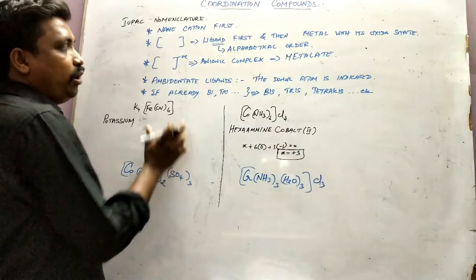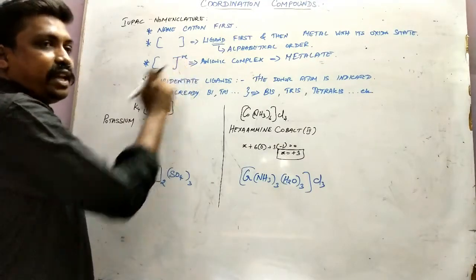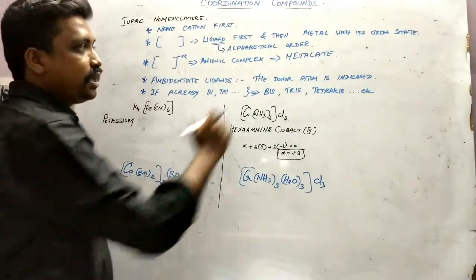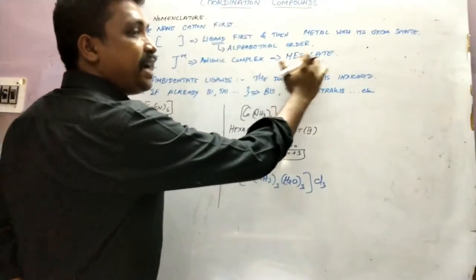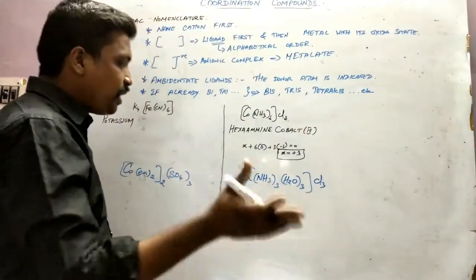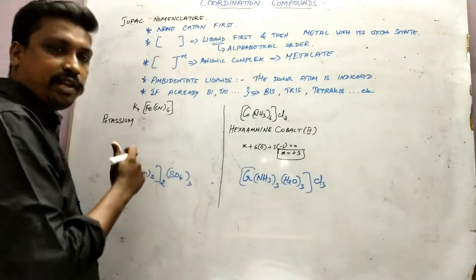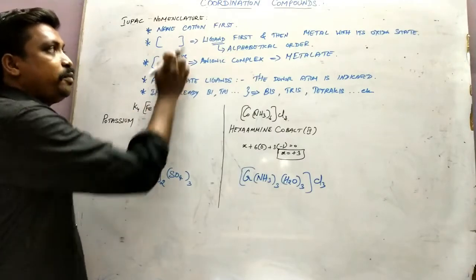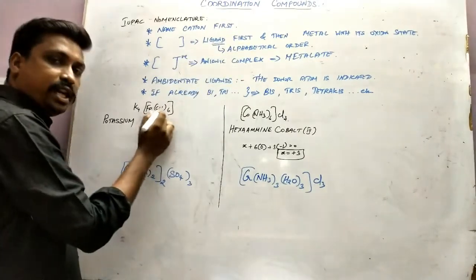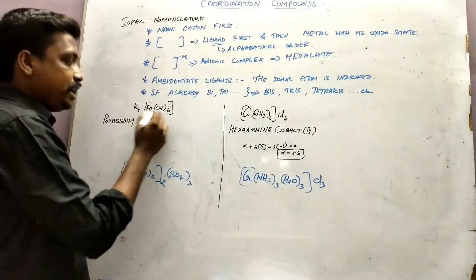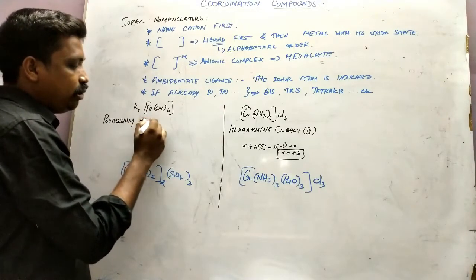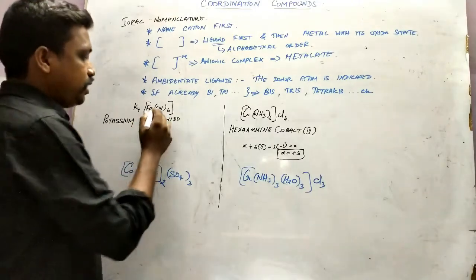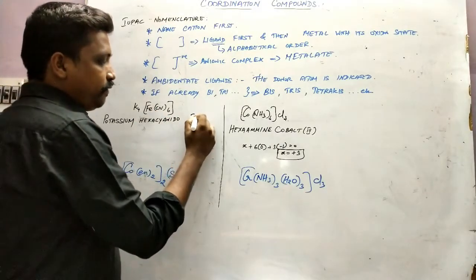So if the square bracket has a negative charge, that is, if it is an anionic complex, the metal should be written as metallate. See here. Here it is an anionic complex, right? So we have written the cation. Then coming to the square bracket means ligand first. What is the ligand? Cyanido. So hexacyanido. What is the metal ion? Ferrate.